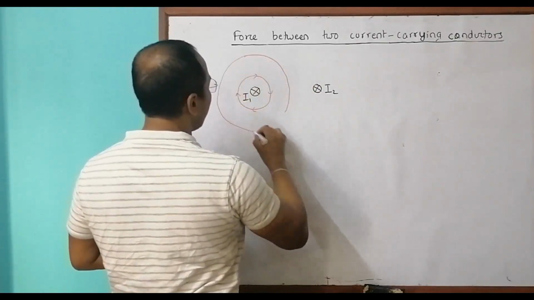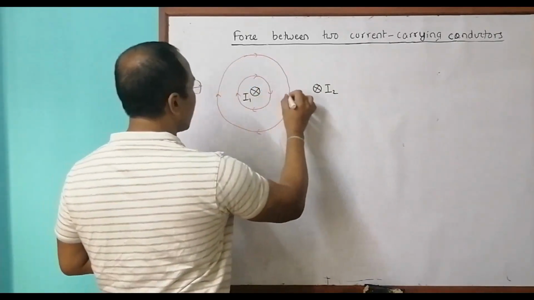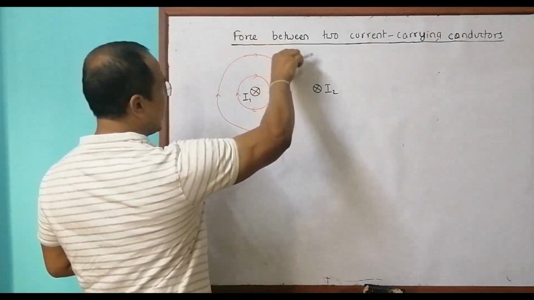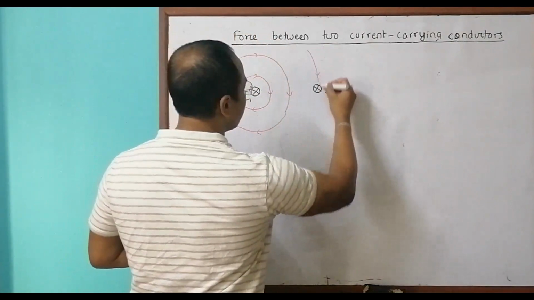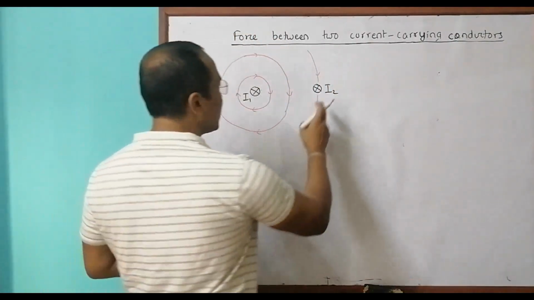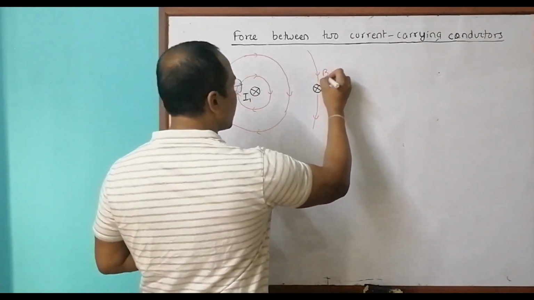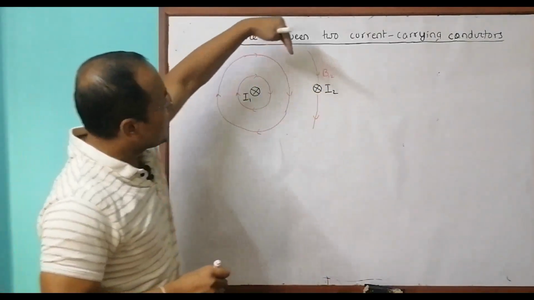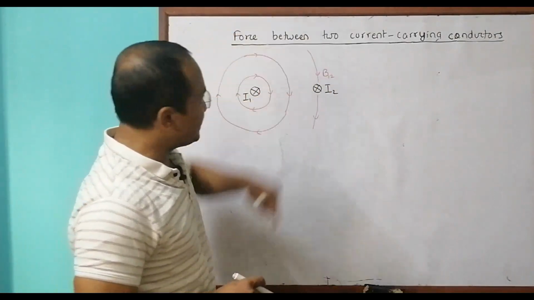In whatever way I draw, it is not final until I draw the direction of the arrows. Now one of them will go like this and strike here, coming like this, and then it goes like this. So on this wire, the magnetic field due to wire 1 is, let us say B12, and it is directed downward.